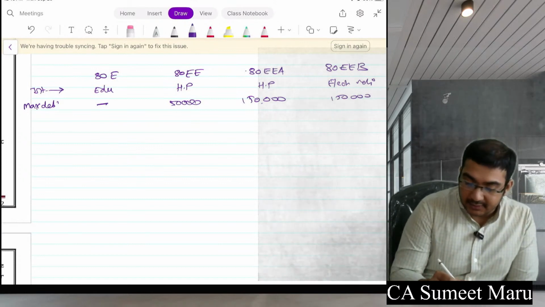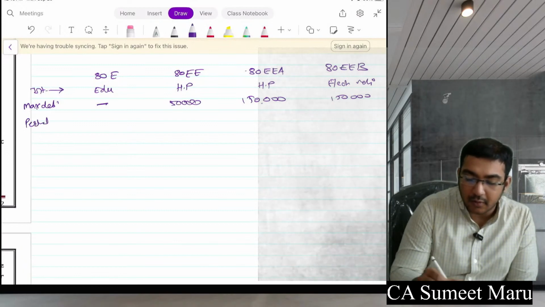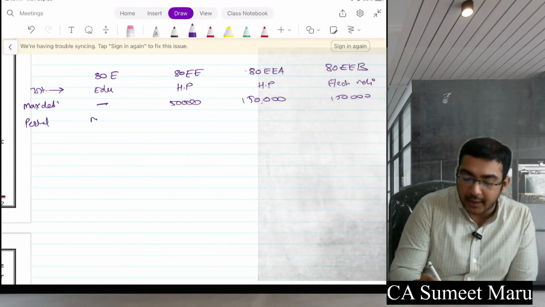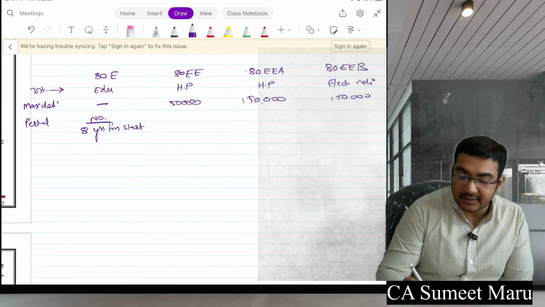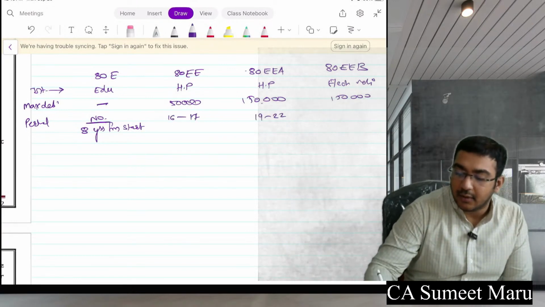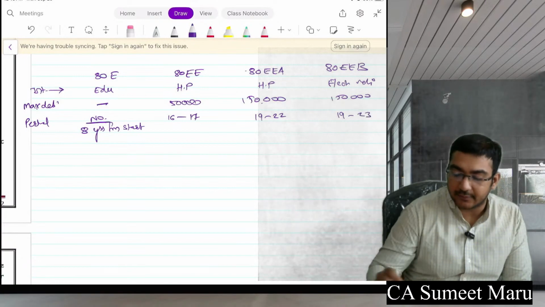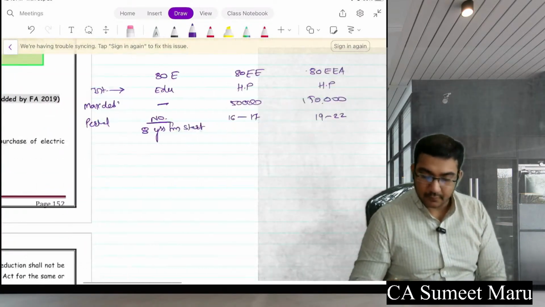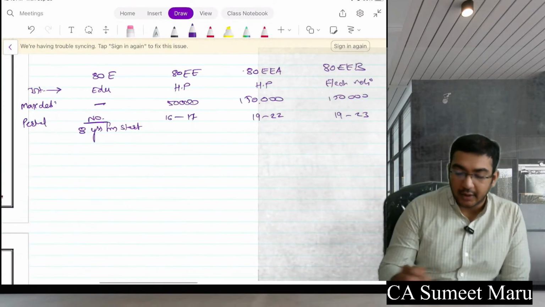Further, this is allowed only in case of period. For education loan there is no period limit on the loan; deduction is for 8 years from start of repayment. This is 16 to 17. This is 19 to 22. This is 19 to 23. Right now? Yeah. Everyone clear?